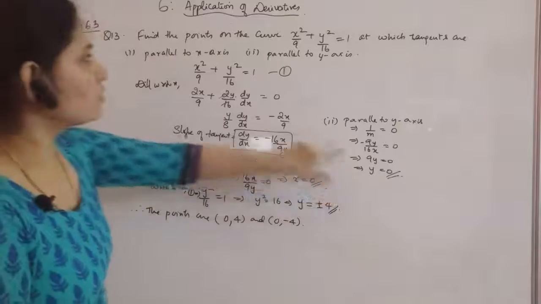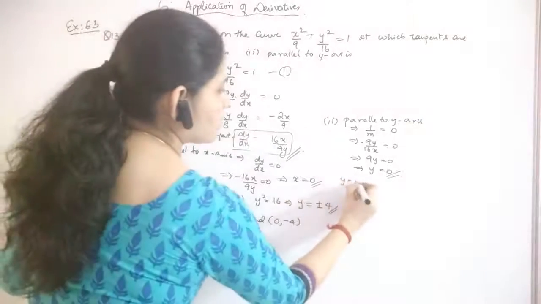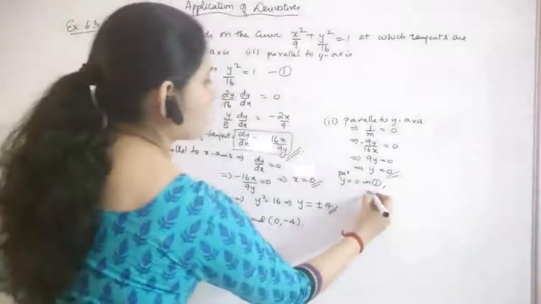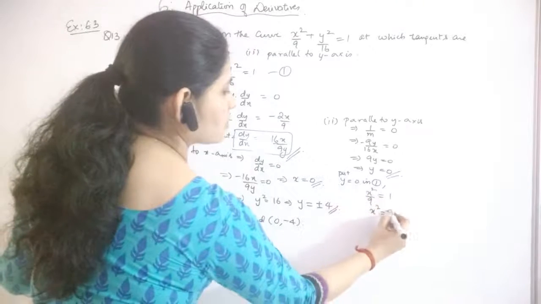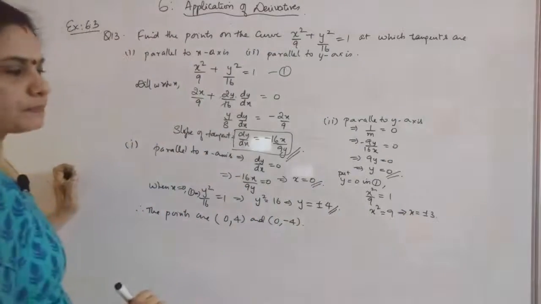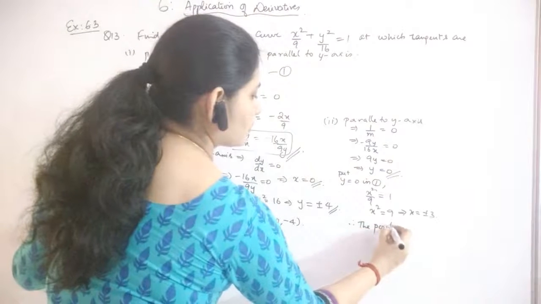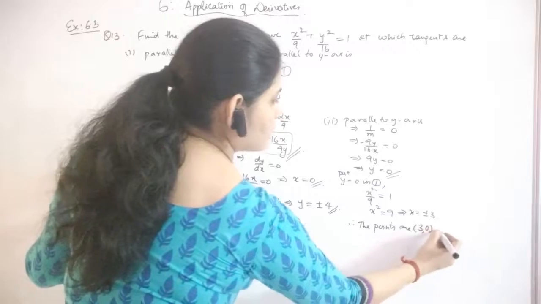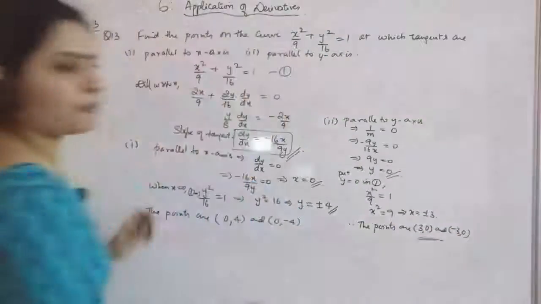And when y is 0, what will happen to x? You have to substitute in equation number 1. Put y equal to 0 in 1. So you will get x square by 9 is equal to 1, or x square is equal to 9, or x is equal to plus or minus 3. Okay, therefore the points will be 3 comma 0 and minus 3 comma 0.